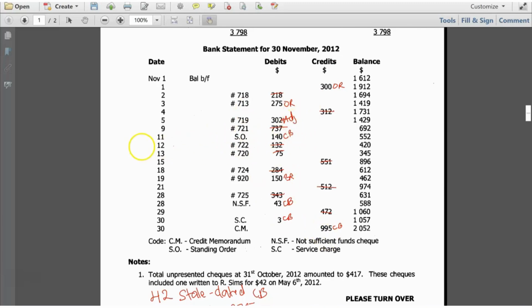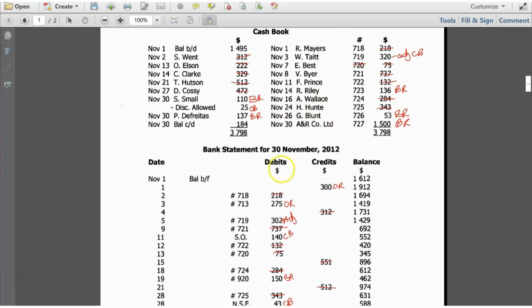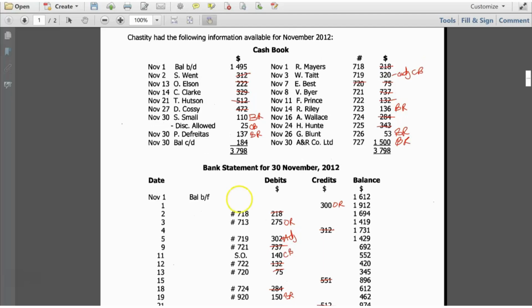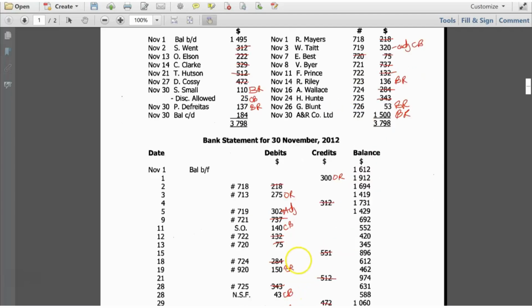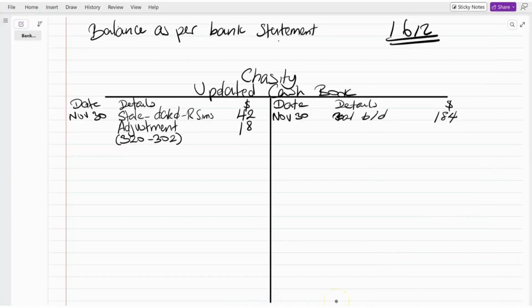So after the adjustment, we have the standing order. This was not in our cash book for November, so we can put this amount of 140 on the credit side of the cash book because we found it on the debit side of the bank statement. Just remember, debits in the bank statement are withdrawals, and withdrawals in your cash book are on the credit side, right? So it's opposite when you look at the cash book and the bank statement. You do the opposite. So that amount for 140 for the standing order, let's update our cash book with that. So we have standing order 140.